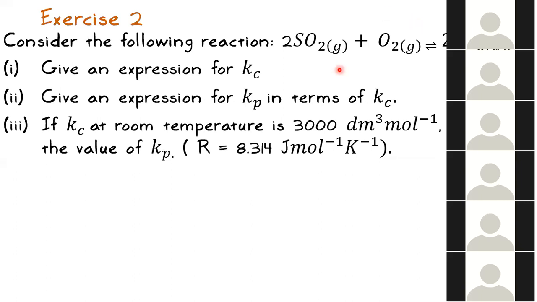Okay. Temperature in Kelvin. The room temperature is 25 degrees Celsius. So add 273. You have 25 plus 273. You get 298 Kelvin. That will be the temperature you'll be using.